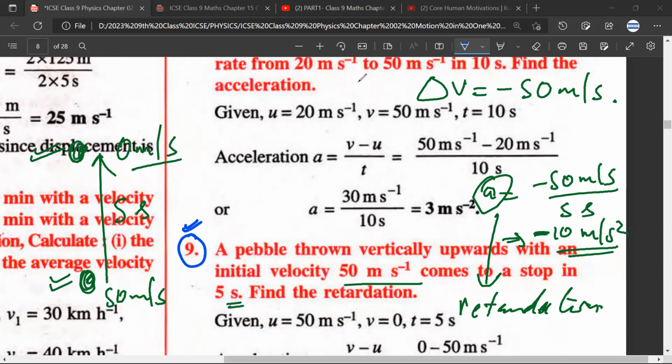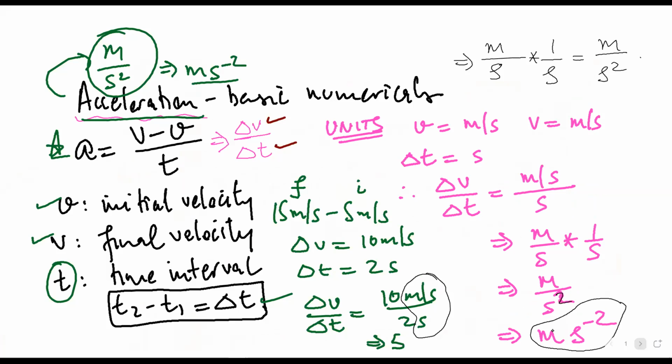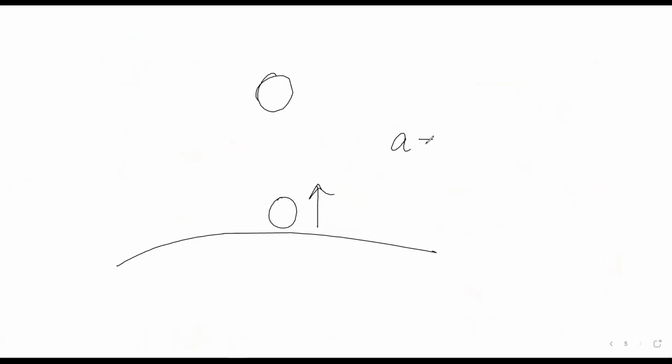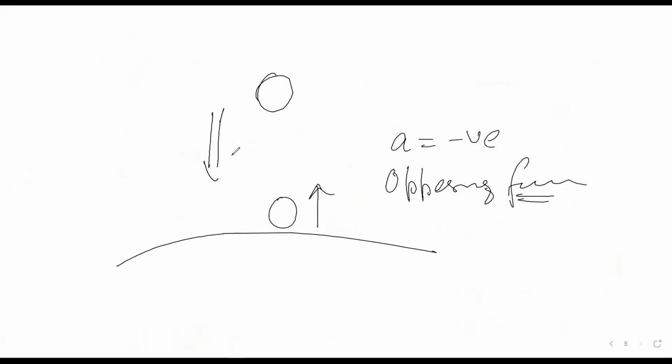Another thing that we need to understand is that when the ball is thrown upward, the acceleration has to be negative because there would be an opposing force which will try to slow it down, and this force which is acting would be opposite to the direction of the velocity of the stone.